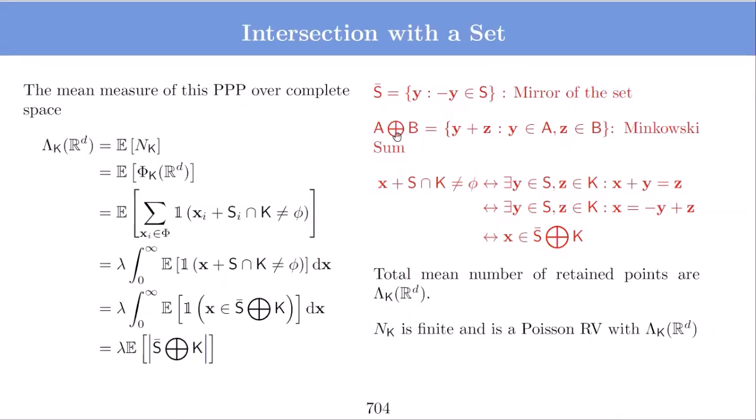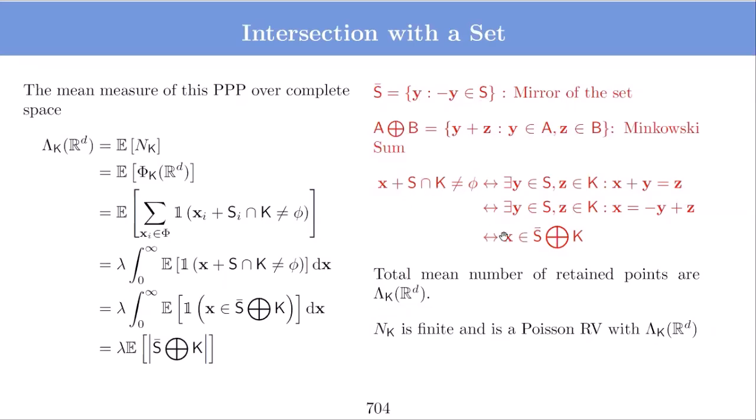And A Minkowski sum B is defined as follows: if A and B are two sets, you take each element from each and you take their summation. So the Minkowski sum is made from that. So x plus S intersection K, right? X plus S intersection with K is non-empty.